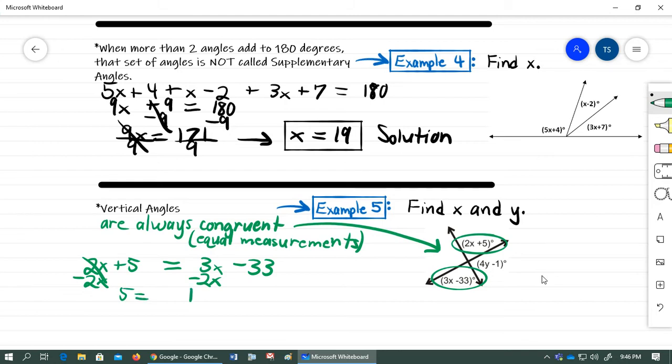That's going to leave us with 1x, or just x, on the right side of the equation. X minus 33. And on the left side, we've got 5.